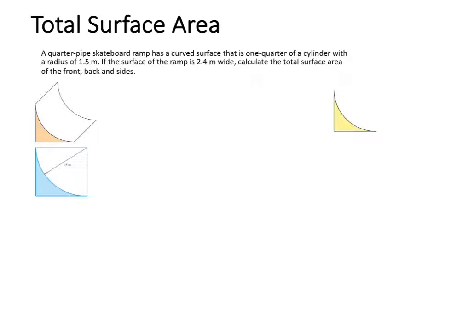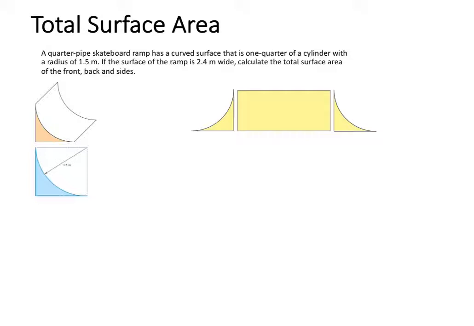Now the skateboard ramp is going to have two sides, so we need to add two of those shapes into our net. Next we'll add in the back part of our skateboard ramp. Now the back part of the skateboard ramp is going to be a rectangle. So we're going to add in a rectangle in between my two side shapes. Now that we have the back and the sides of the skateboard ramp, the only surface left that we need to calculate and add into the net is the front.